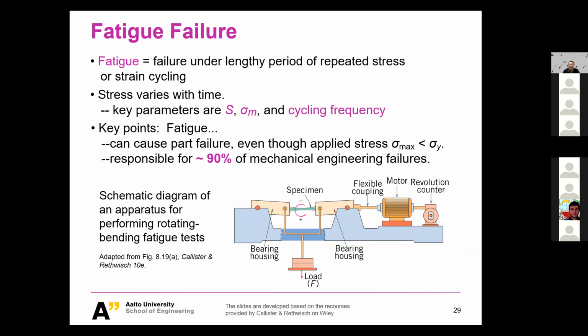Differently from what you have learned for fracture, where we spend most of our time, because that is a very important failure type in our daily life, not just for service, but also for producing stuff, for manufacturing. Fatigue is something more related to service only.